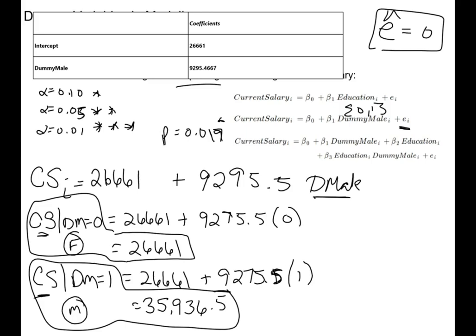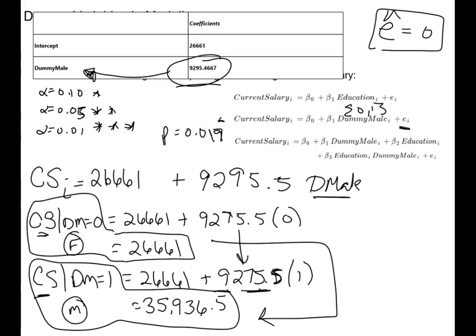So what do we get? The 26,000, that's on average how much females make. The 35,936 is on average how much males make. Notice, what's the difference between these two values? If you calculate the difference, what you'll see is it's the 9,275.5. The coefficient estimate on a dummy variable represents the difference between the groups. This is saying the males make, and it's positive, the males make current salary on average $9,295 more than females on average, right?